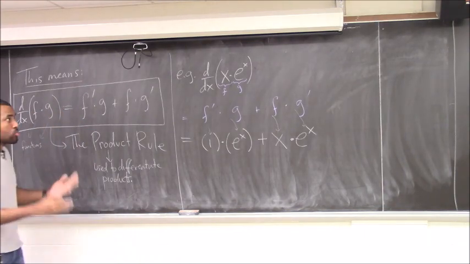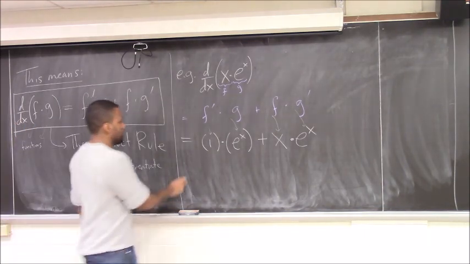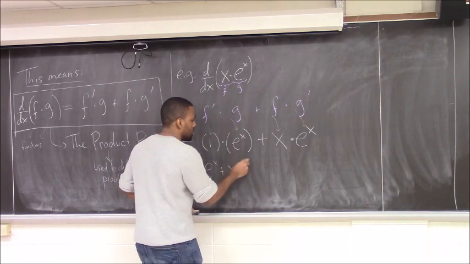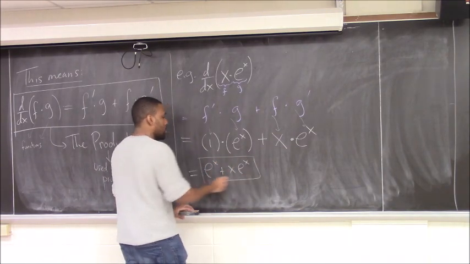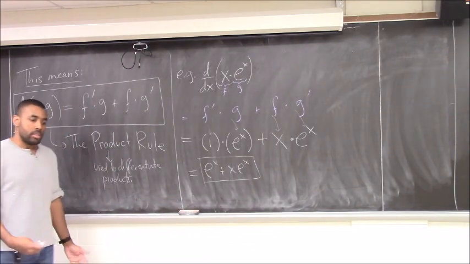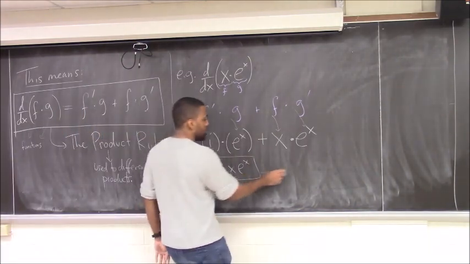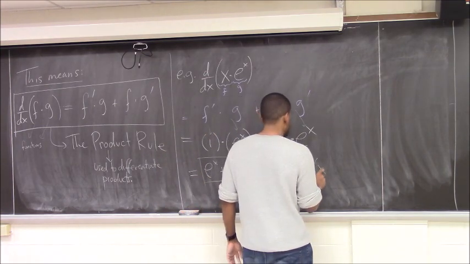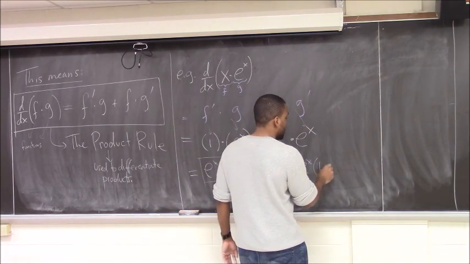It's a template. All these rules I'm giving you, think of them as templates. So this is basically e to the x plus x e to the x, which in most contexts will be fine. Sometimes you'll go further and simplify this. You factor out the e to the x, which will give you e to the x times x plus 1.